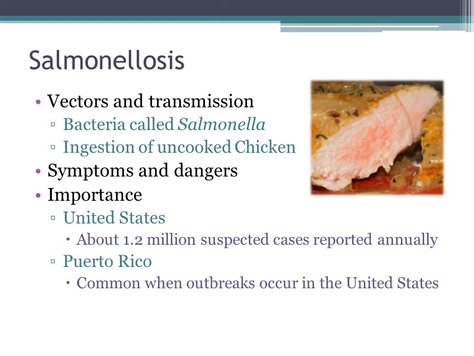About 1.2 million cases of suspected salmonellosis are reported annually in the United States. In Puerto Rico, people may get infected with this bacteria when outbreaks occur in the United States, but this is not common on the island.